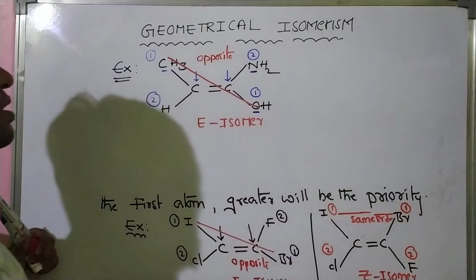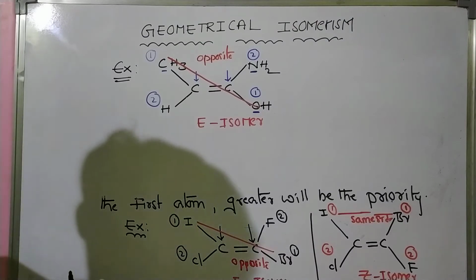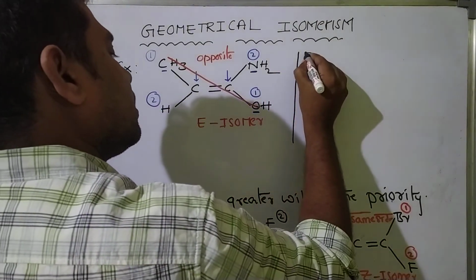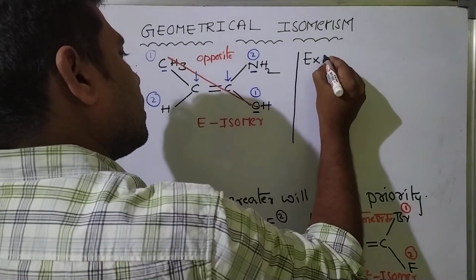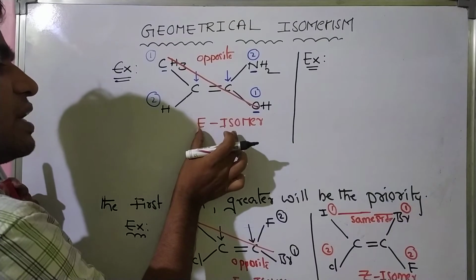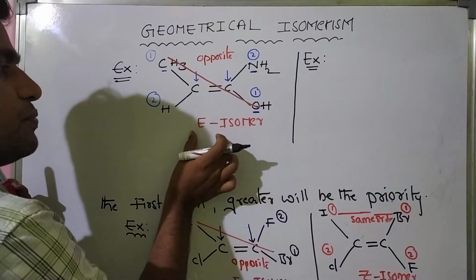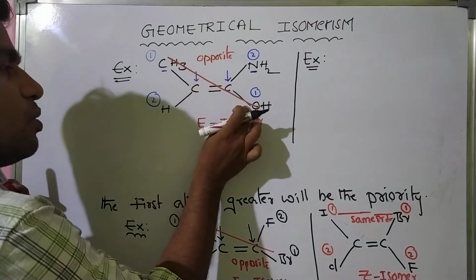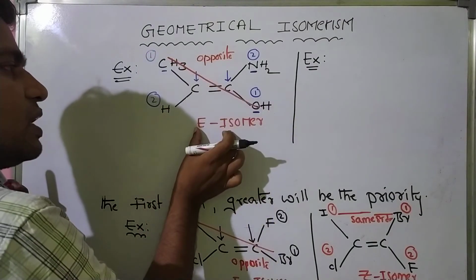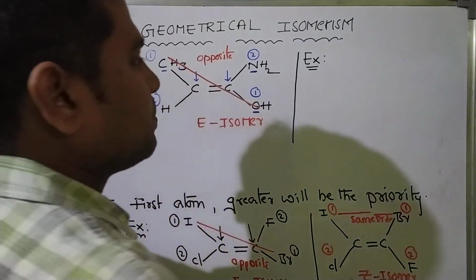Okay, students. Please note the next example. Once again, I will remember. So what is called E isomer? E isomer means anti, adjacent means opposite. If the first priority groups are on the opposite side, E isomer. If first priority groups are on the same side, Z isomer.